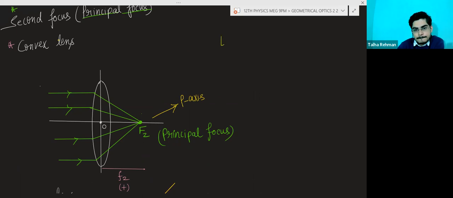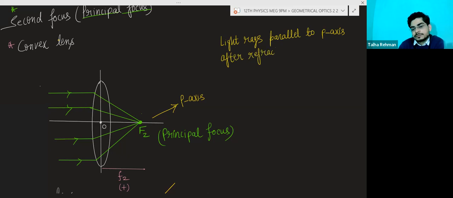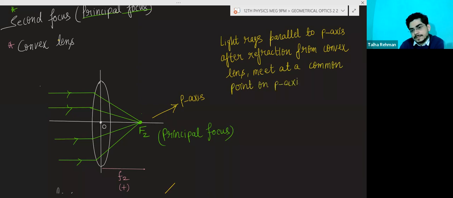Okay. You can say: light rays parallel to the principal axis, after refraction from a convex lens, meet at a common point on the principal axis, known as the principal focus.